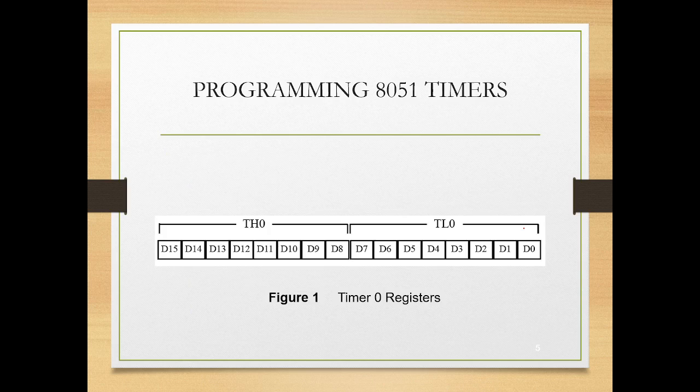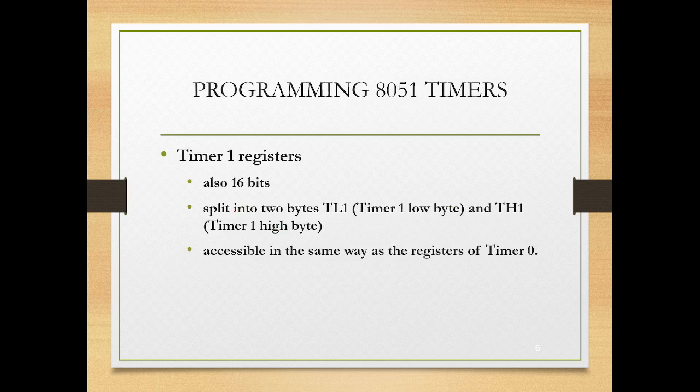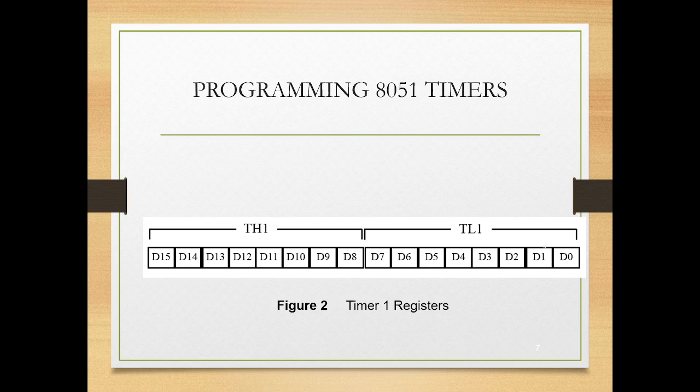So let's see the format here. This is the format for timer 0 register. D0 to D7 is called TL0, low byte timer 0 register, and D8 to D15 is called TH0, timer 0's high byte. Similarly, we have the format for timer 1. This is the format for timer 1, TL1 as well as TH1.